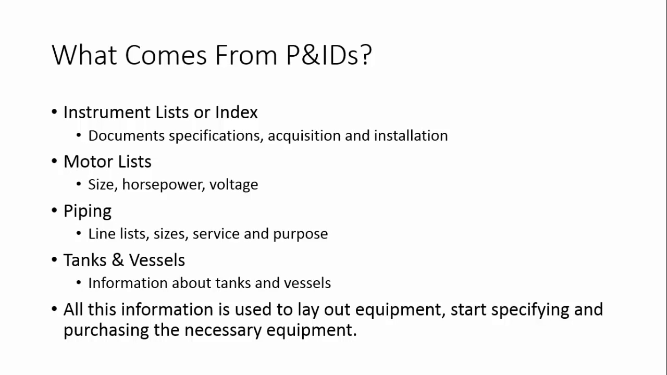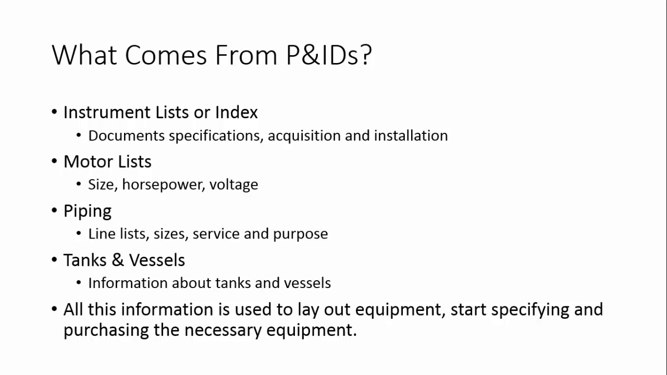You'll see different piping symbols. You'll see the line size, the line list, what kind of service is being provided, what purpose these pipes are providing. And you'll also see tanks and vessels and information about those tanks and vessels. Are they open to atmosphere? Are they closed to atmosphere? Is there pressure on them or lack of pressure, meaning vacuum?